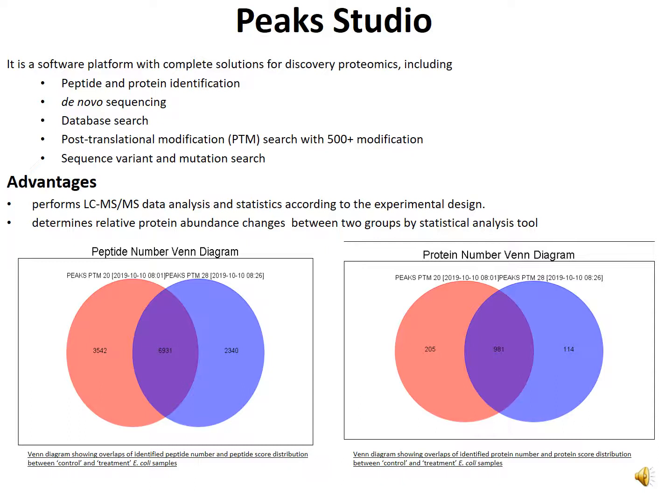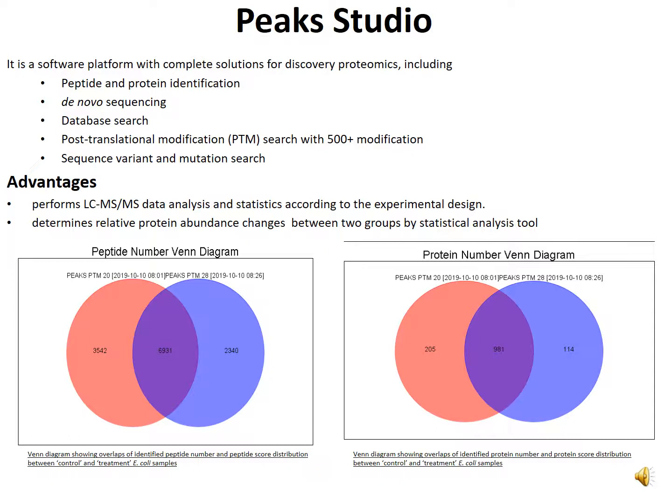Let's move on to PEAKS Studio. It is an excellent software platform with a complete solution for discovery proteomics, including peptide and protein identification, de novo sequencing, database search, post-translational modification search with 500 plus modifications, and sequence variant and mutation search. We have the following advantages using this software. It performs LC-MS data analysis and statistics according to the experimental design, and helps determine relative protein abundance changes between two groups by a statistical analysis tool.